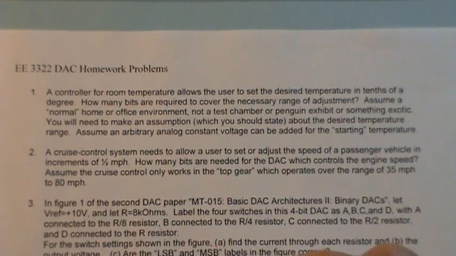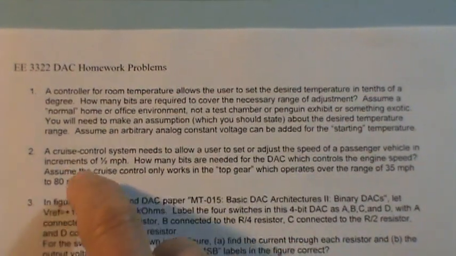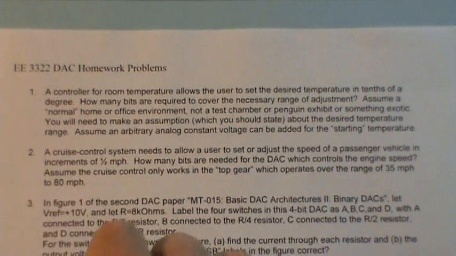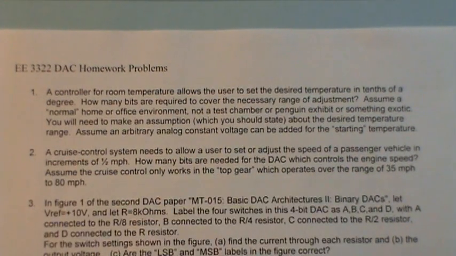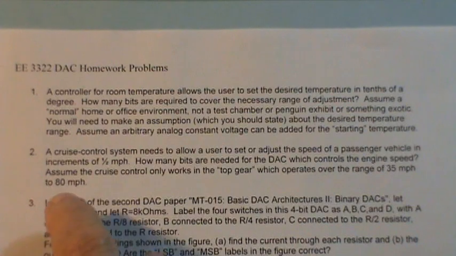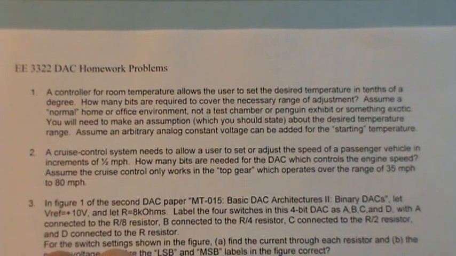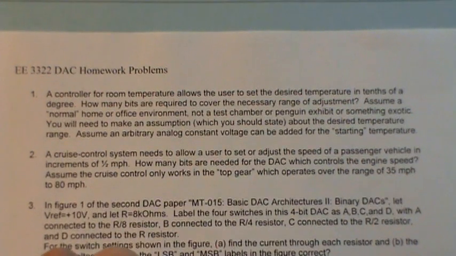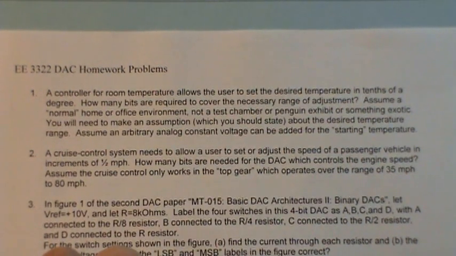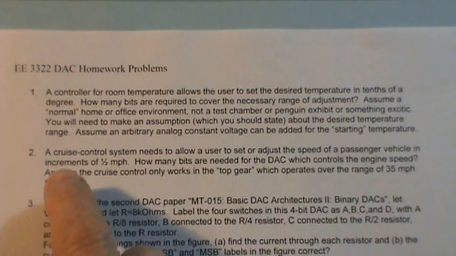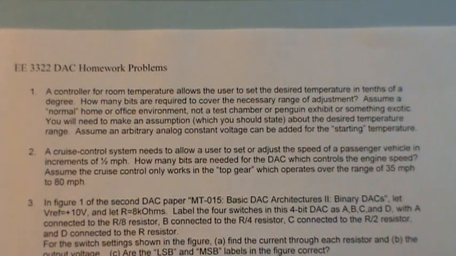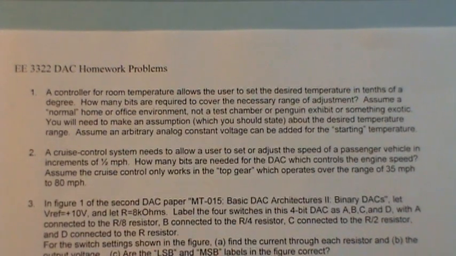Okay, first homework problem in this set about D-to-A converters. A controller for room temperature allows the user to set the desired temperature in tenths of a degree, which may be overkill, but anyway. How many bits are required to cover the necessary range of adjustment? Assume a normal home or office environment, not a test chamber, penguin exhibit, or something exotic. You will need to make an assumption, which you should state, about the desired temperature range.